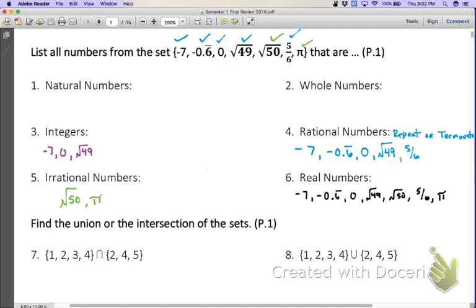Now, from there, I go from the integers. For the whole numbers, I'm only going to use the numbers in my integer list. My list is going to keep getting shorter and shorter. For it to be a whole number, it's going to be 0 and all of the positive integers. So what numbers out of my list here am I going to use? 0 and the square root of 49.